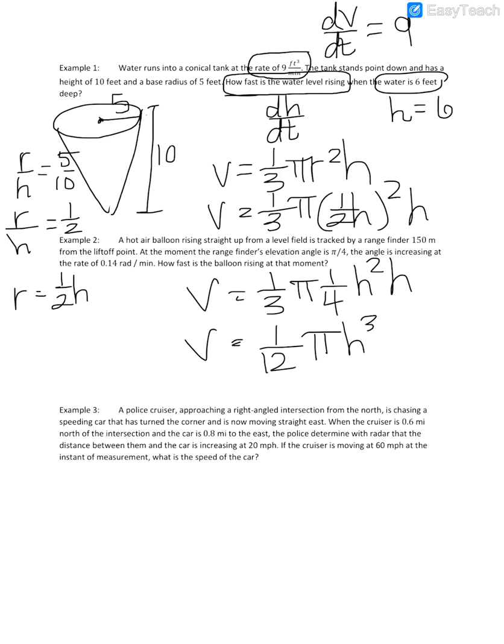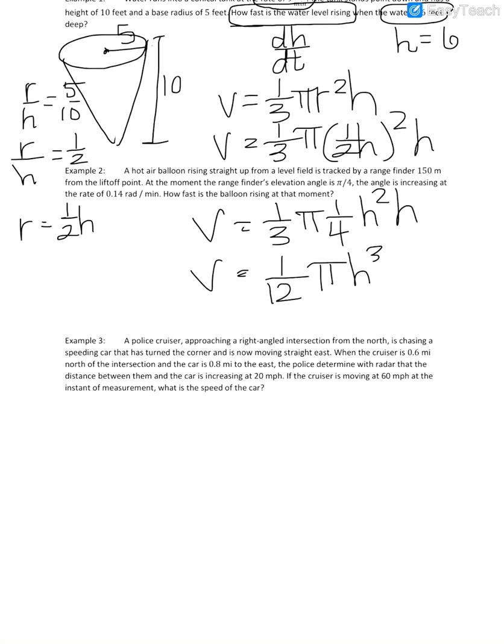All right, at this point, we now are really golden because we know dv dt. We know the height's going to be 6. We're looking for dh dt, okay? So we're going to go ahead and do our derivative implicitly with respect to time, okay? So we're going to start right from the left. The derivative of v is 1 dv dt.